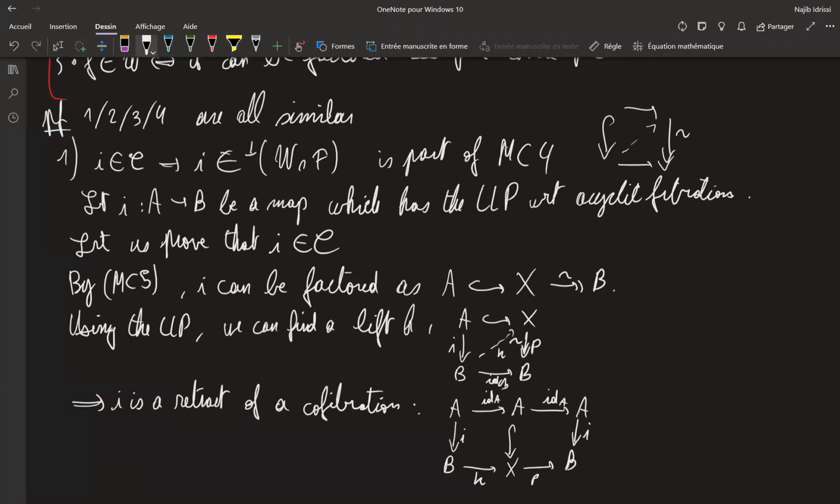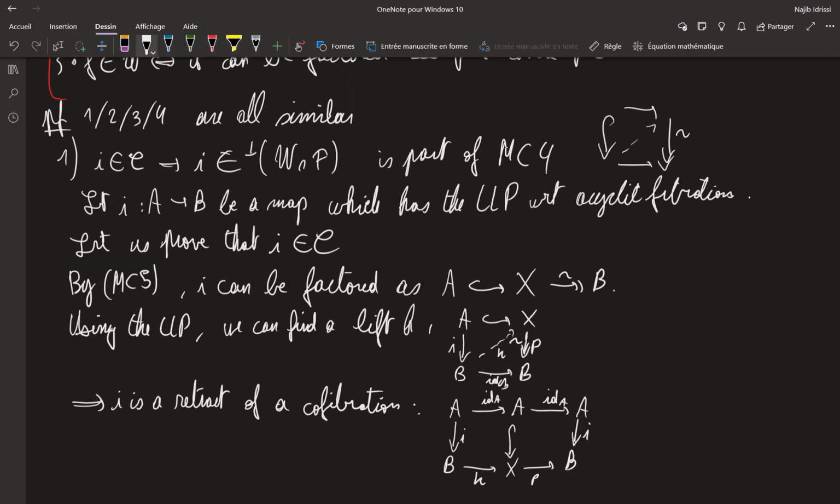We don't yet know that I is in the cofibrations, so we cannot use that. The hypothesis is that I has the left lifting property with respect to acyclic fibrations. So we don't need to use MC4 here. This is I. This is an acyclic fibration. So using the hypothesis, we can find a lift here without using the fact that it's a cofibration.